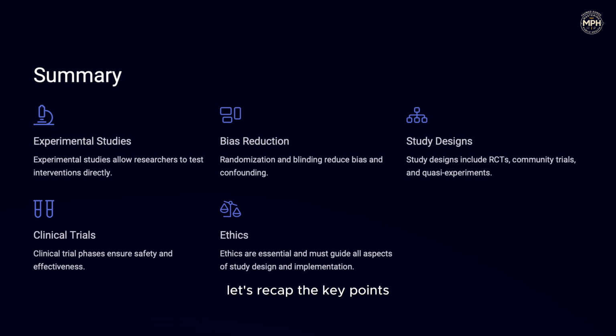Let's recap the key points. Experimental studies involve actively introducing an intervention to study its effects. Randomization and blinding are essential tools to reduce bias. Study designs include randomized controlled trials, community trials, and quasi-experiments. Clinical trials follow 4 phases to ensure safety and effectiveness. Ethical standards protect the rights, dignity, and welfare of participants.